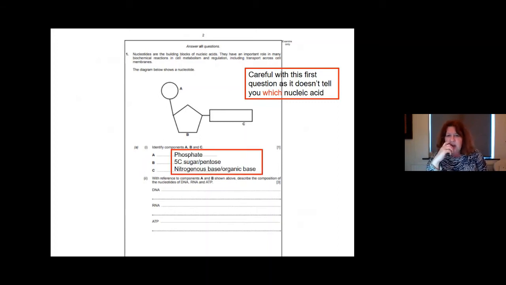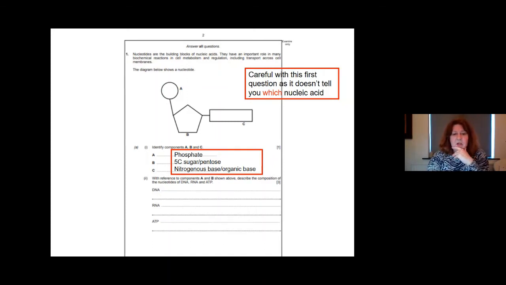Let's have a little self check. So Dione, if you've got phosphate, and the second one, 5-carbon sugar, pentose. Now, do you notice there, I've not said deoxyribose, or I've not said ribose either, because it hasn't asked you about the components of DNA or RNA. It's just said a nucleic acid. And then the last one, nitrogenous base or organic base.